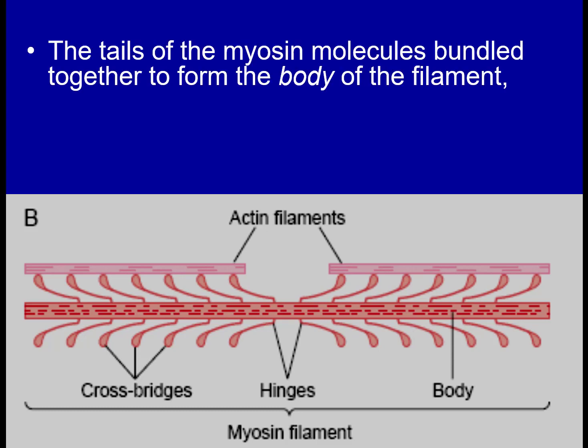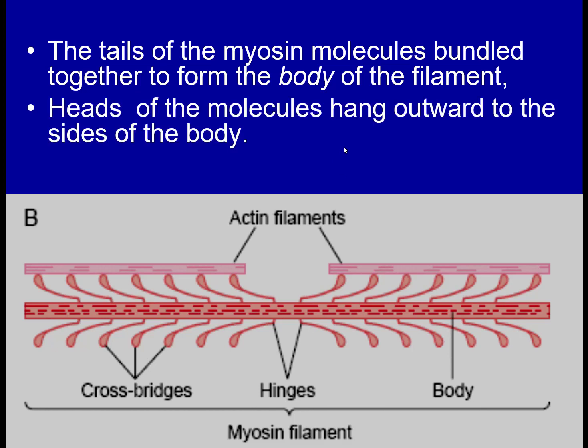The tails of the myosin molecules are bundled together to form the body of the filament. Each head of myosin has a tail, and these tails join together and make the body of the myosin filament. The heads of the molecules hinge outward to the side of the body. This is the head, and here it has a hinge. I will explain how this hinge is formed. By this hinge it swings outward to the side of the body.